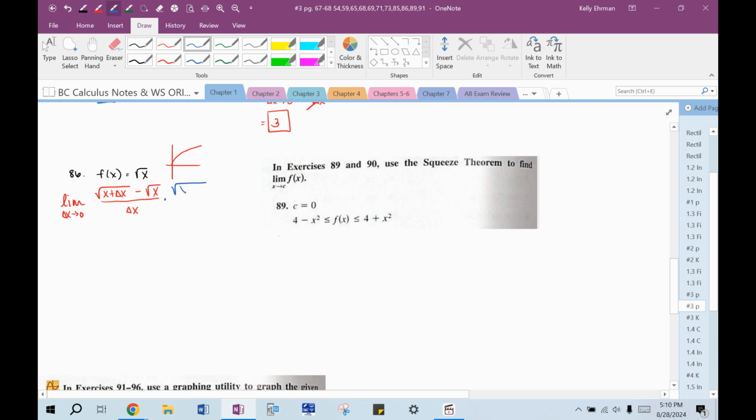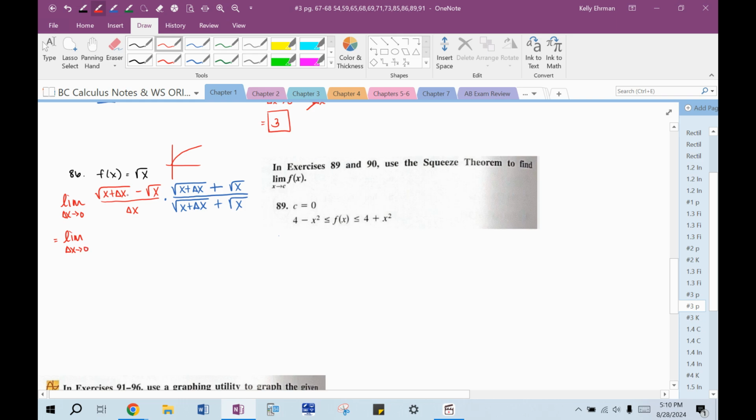So the conjugate of the numerator is the square root of x plus delta x plus, that makes it a conjugate, square root of x. And this is legal as long as you multiply on the top and the bottom. That's because what you're really doing is just multiplying by 1, so you're not changing the value of anything. This is just a very specific version of 1 that we need to make the problem work. All right, so keep your limit notation until you actually do direct substitution.